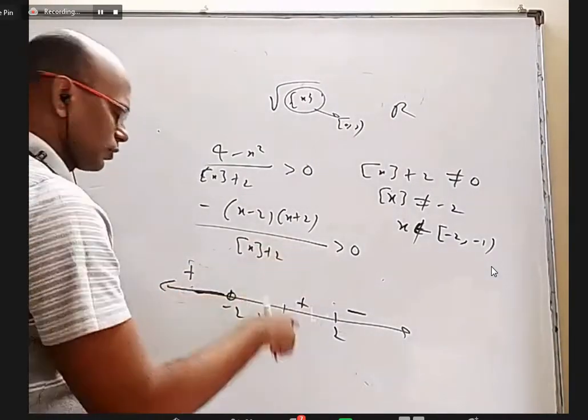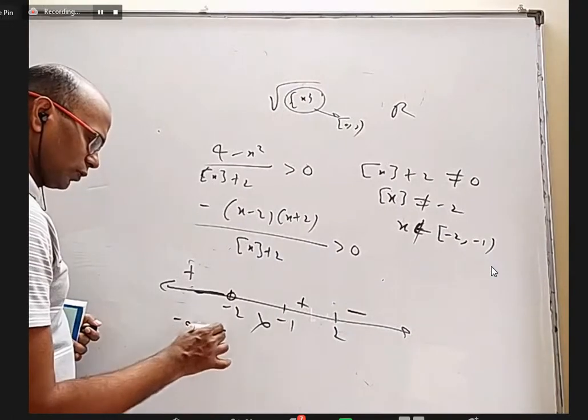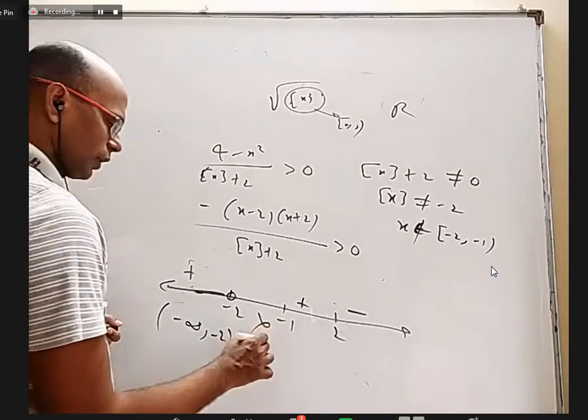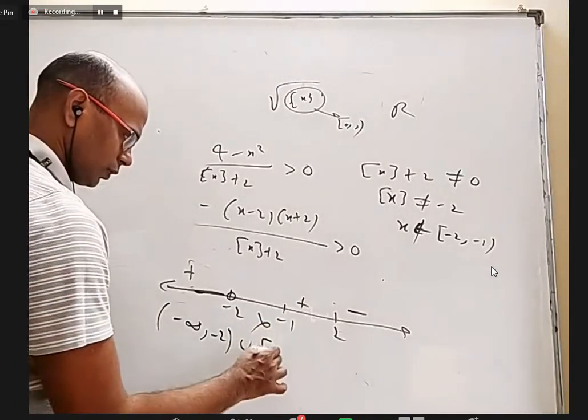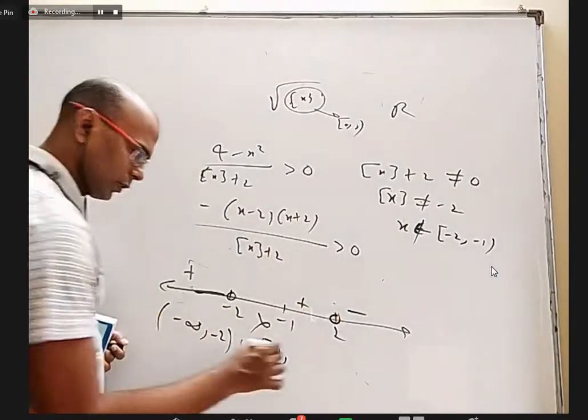So we want greater than 0, 1 is here, 1 is here. So we are getting minus infinity to minus 2, which is open, union minus 1 closed. Okay, 2 is open because at 2 it is not greater than 0. Okay, 2 open.